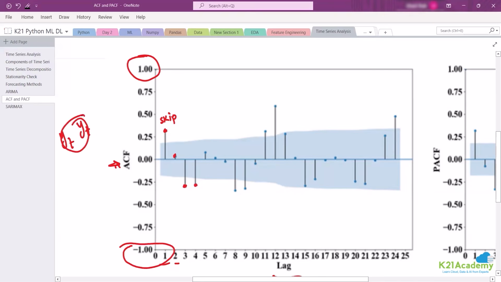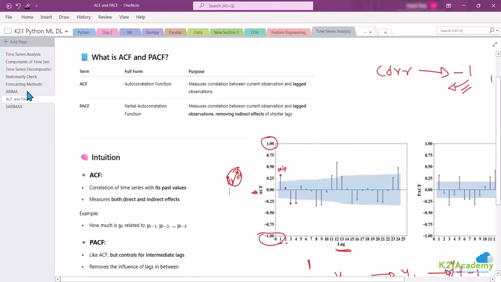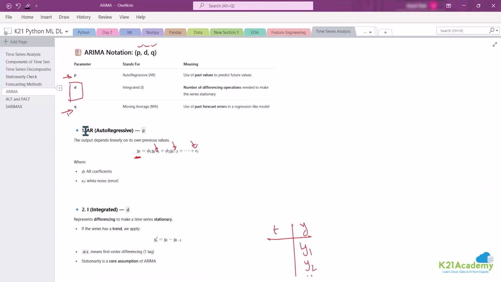Okay, so we are going to skip the first lollipop. After that, the value, or you can say this vertical line, or the lollipop, where it is coming inside this confidence interval shadow, that part we will be considering as the p and q value. Here we can see that in the ARIMA we are having this p value there.